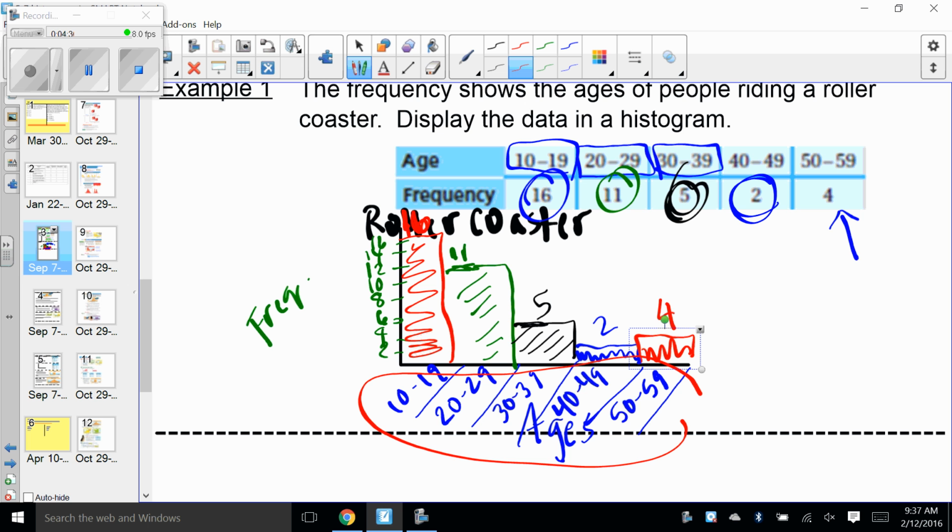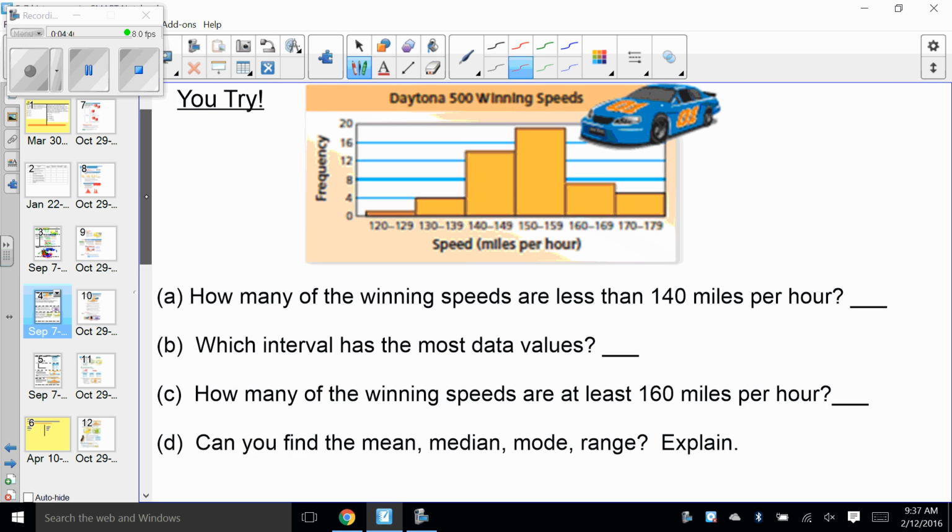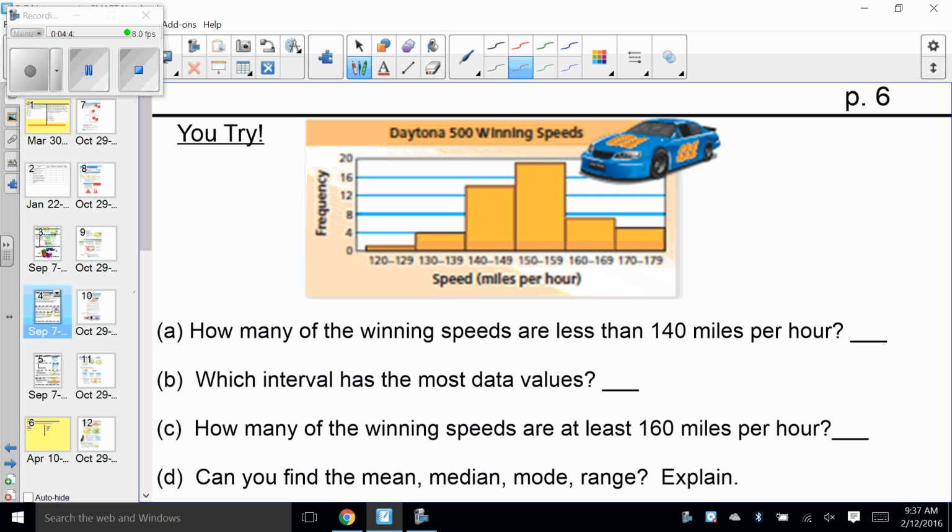Before we move on to homework, I'm going to ask you to turn to the next page and let's talk about how we interpret a histogram. We already just talked about how we make one. The next goal for today is how we interpret one. So you can see the ranges are on the bottom. These are speeds at the Daytona.